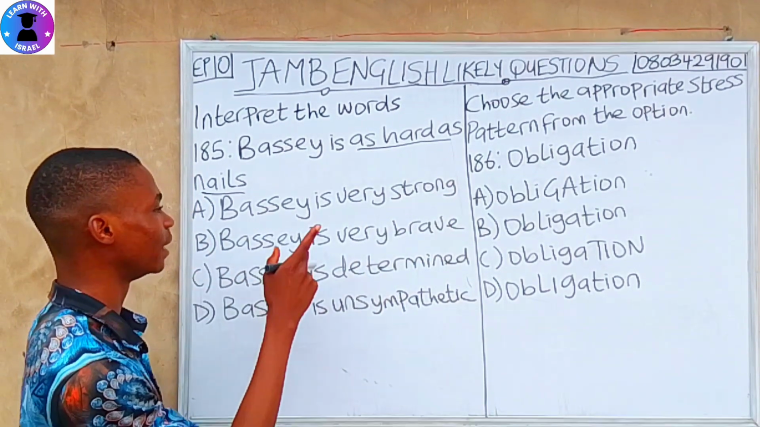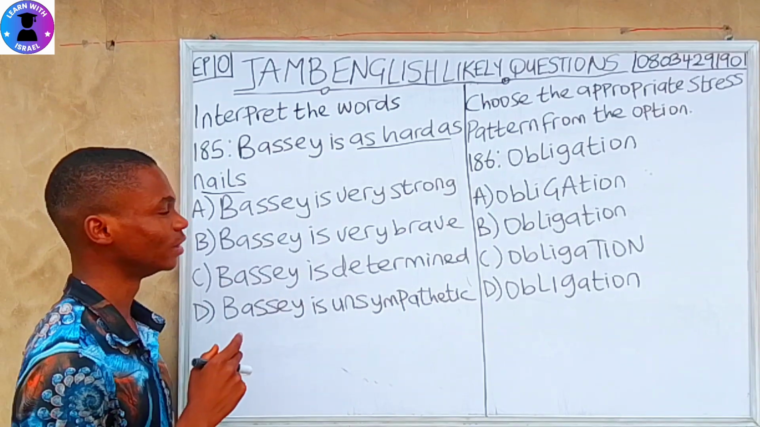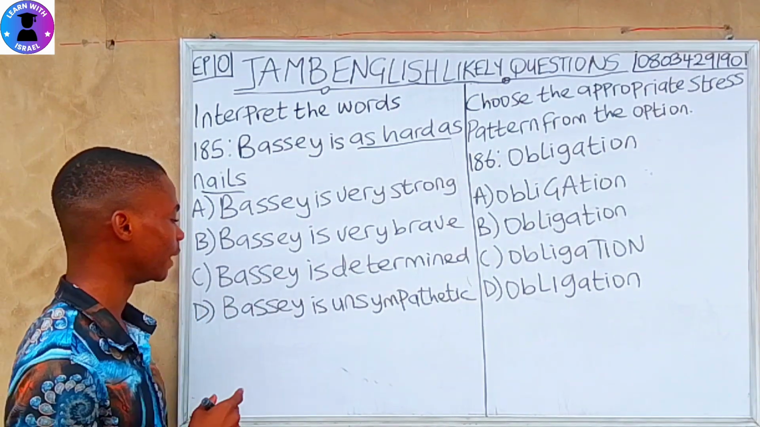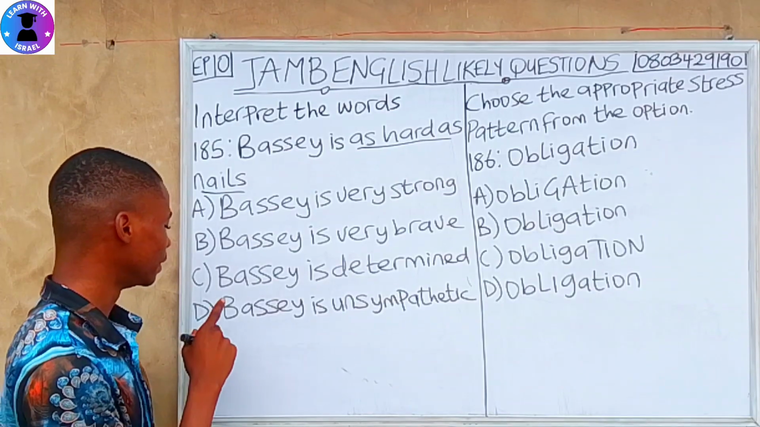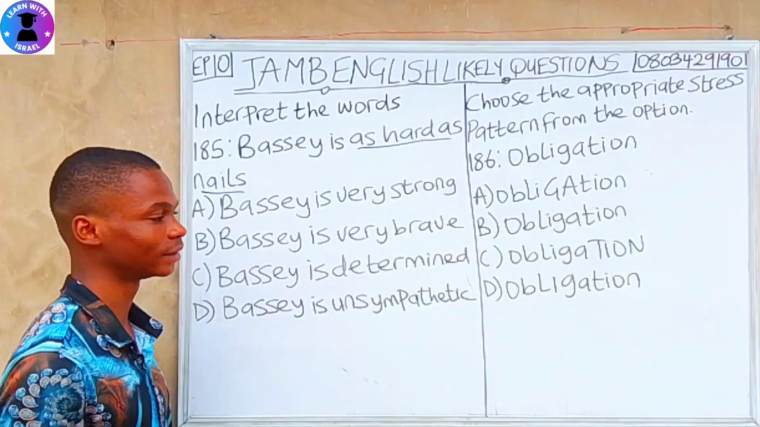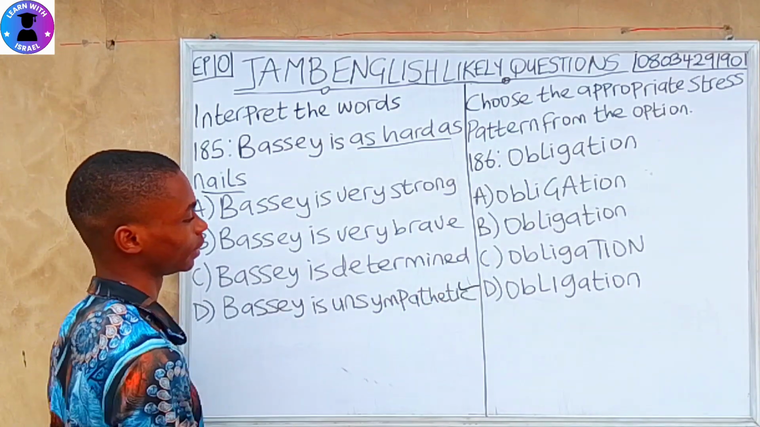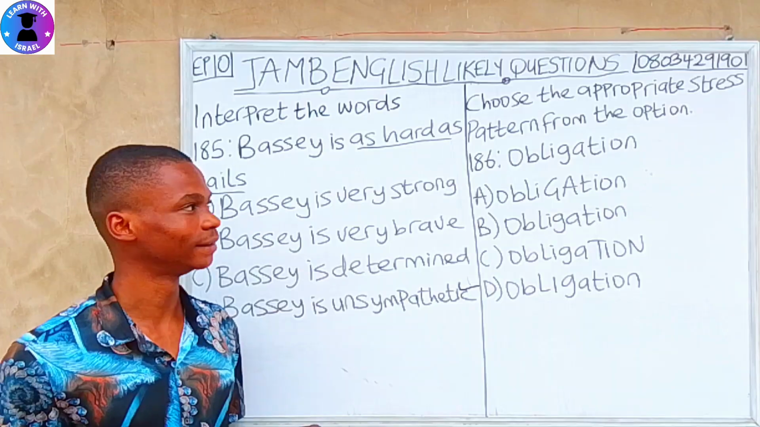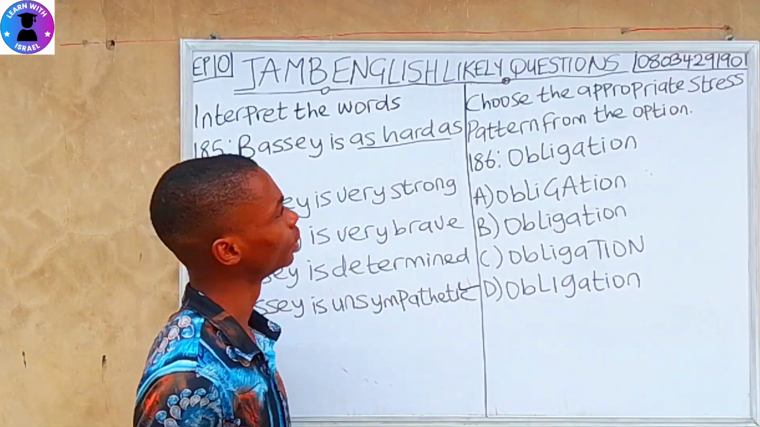Option B, Bassy is very brave. That is not correct also. Option C, Bassy is determined. Option D, Bassy is unsympathetic. Yes, unsympathetic is the correct answer. Unsympathetic also means showing no kindness, showing no mercy. So let's move to the next one.